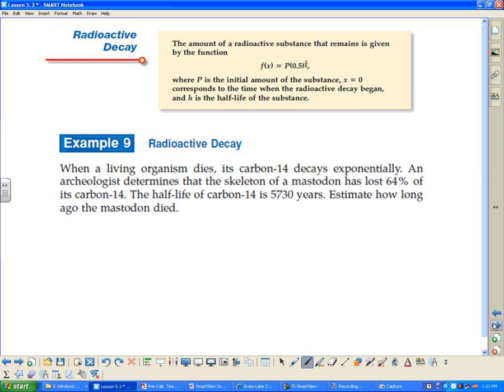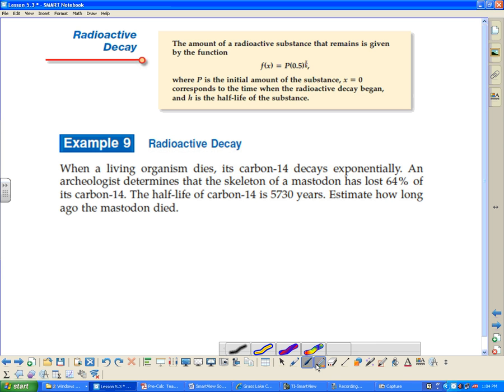All right. Now, we're going to look at radioactive decay. One of the things when you study in your science classes, maybe physics or chemistry, you talked about half-life. And so we have our function for finding a radioactive substance that remains after a given amount of time. Here P is once again our initial amount of substance. x equals 0 corresponds to the time when the radioactive decay began, usually when something dies. And h is the half-life of that substance.